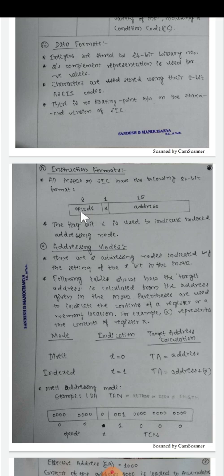The first 8 bits are reserved to store the opcode. The next 1 bit is reserved to store x, and the last 15 bits are reserved to store the address. Here x is a flag bit. You can observe that this is not a capital X, it is a small letter x, a lowercase x. Capital X is a register, the index register, but this small x is a flag bit. x is used to indicate the indexed addressing mode.